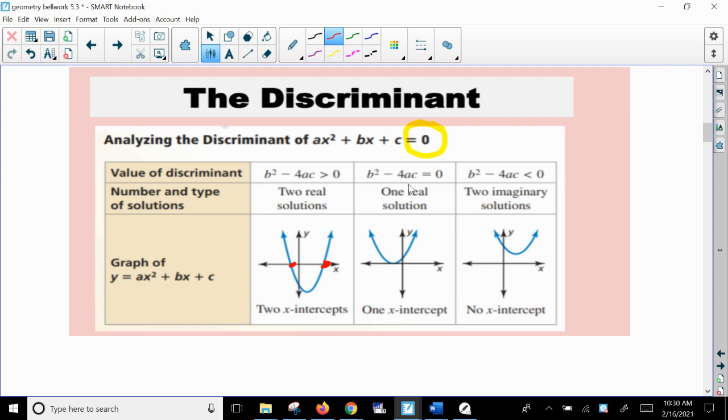If your discriminant is equal to 0, that means your equation has one real solution. One real solution means the parabola touches the x-axis at only 1 point. So it's basically a parabola that's sitting on top of the x-axis. If your discriminant is less than 0, that means the parabola does not touch the x-axis at all. Now, this does not mean there's no solution. There are still solutions. Your solutions are imaginary solutions, which we will get into shortly.